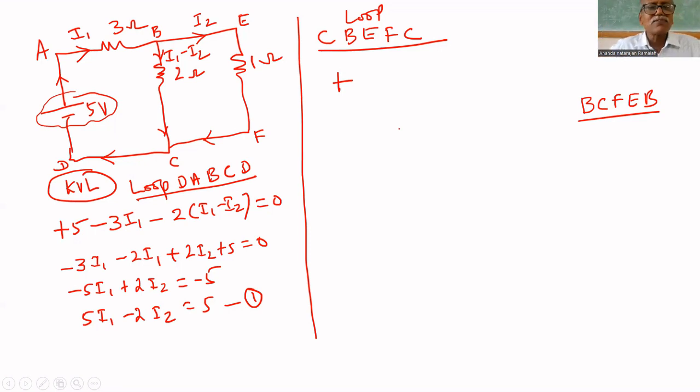So, CBEFC. I am traveling from C to B. I am not considering this part. I am considering this loop, CBEFC. From C to B, I am traveling against the current direction. That's why plus 2 times (I1 minus I2).